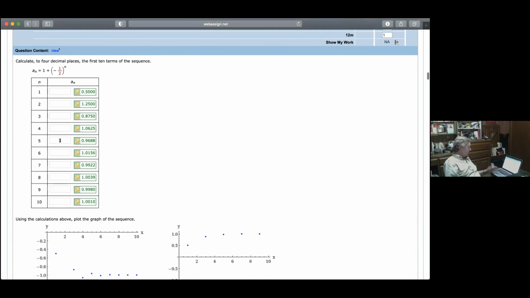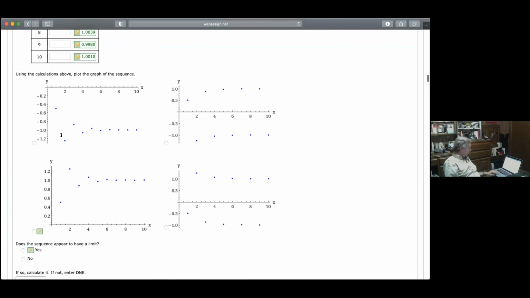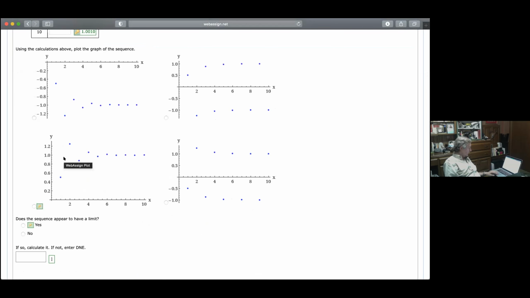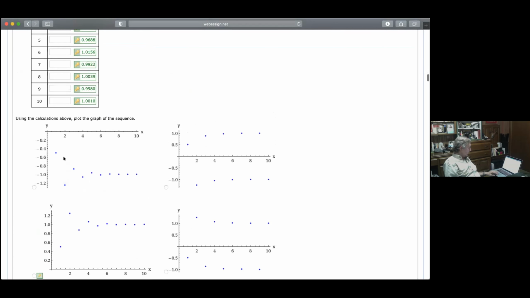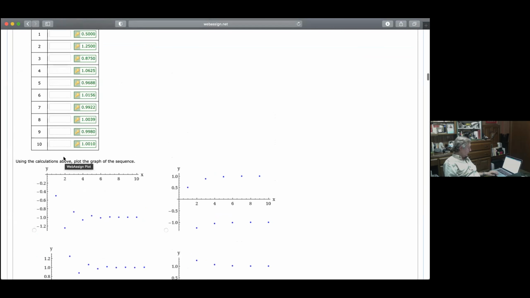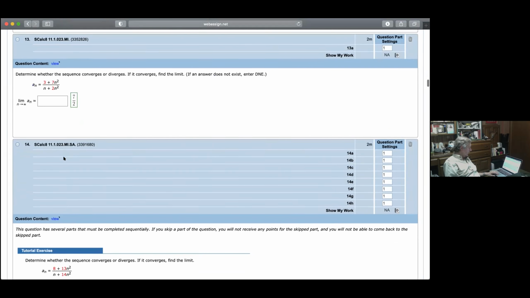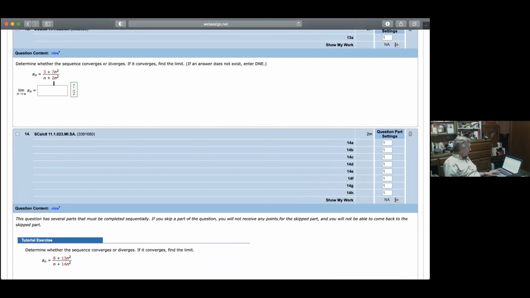Now this one is just, I don't know why you want to calculate the 4 decimal places. This is 1 1/4. This is a half. This is 7/8. Anyway, never mind. I'm old school. Plot the graphs. Okay, after you get these numbers, hopefully you can plot the graph. That bores me.